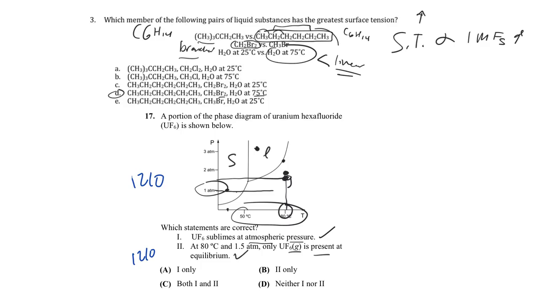If you happen to land right here, that would be the triple point. That would be all 3 phases present at equilibrium. So if we said, well, what phases are present precisely at this point here, you'd say all 3. Okay, so both A and B are correct here, or both statements 1 and 2 are correct.